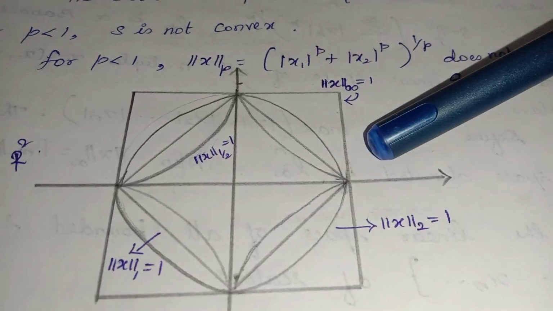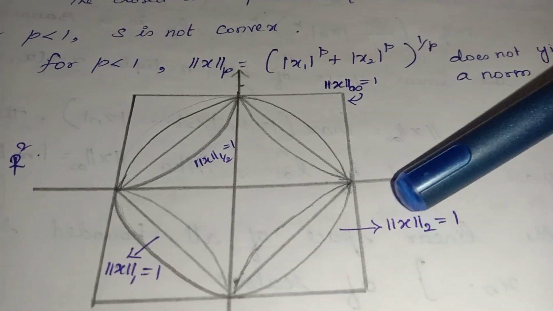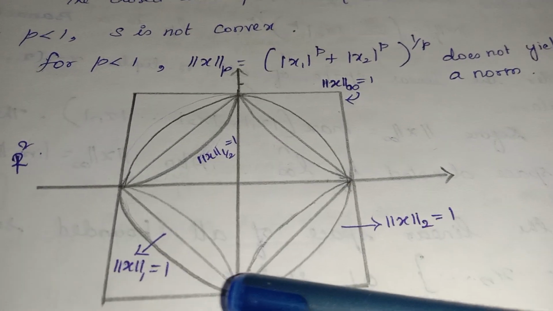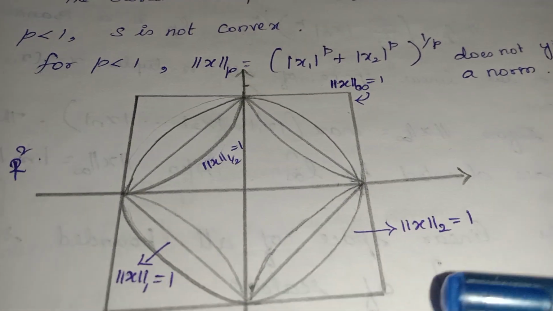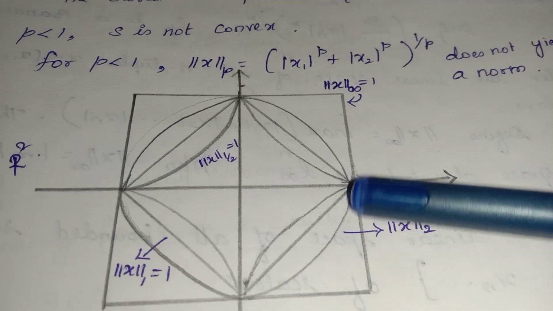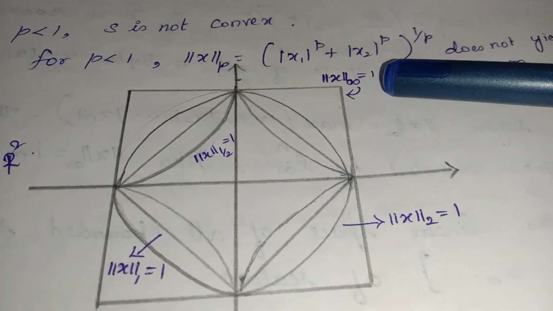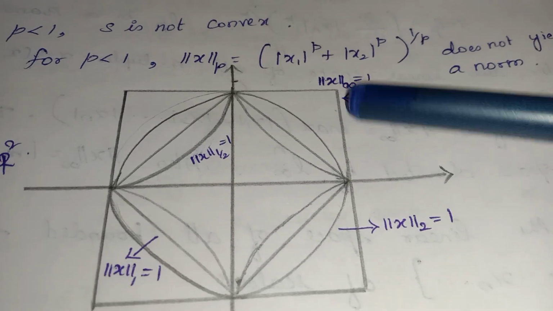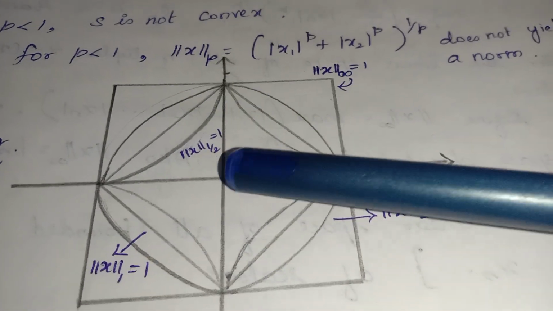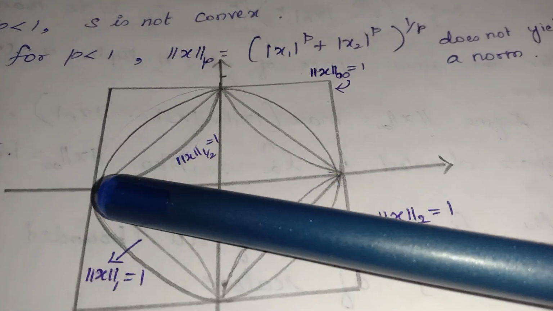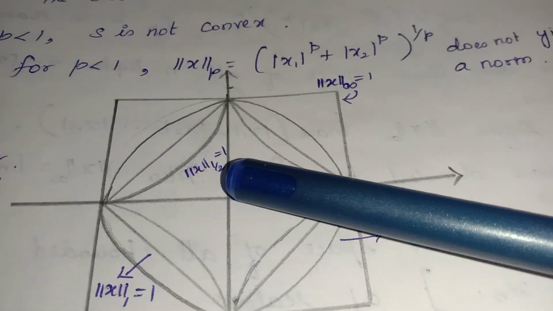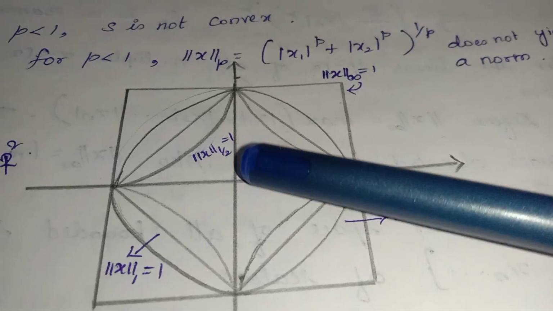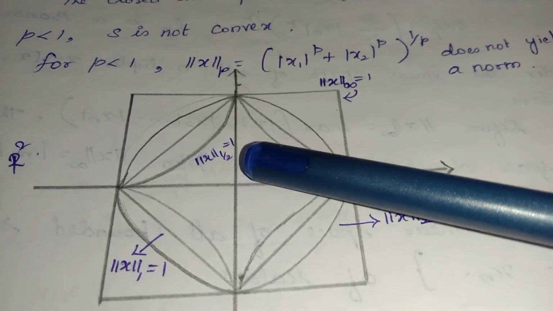So this is a diagrammatic representation of all the norms that I have already defined. See, this diamond shape is norm x1 equal to 1. Next one is norm x2 equal to 1. That is given by the unit circle. Next one is norm x infinity equal to 1. That is given by the outermost square. And norm x half equal to 1 is given like this. Actually this is not a norm, because the P value is equal to half, that is less than 1. So this will not give you a norm.